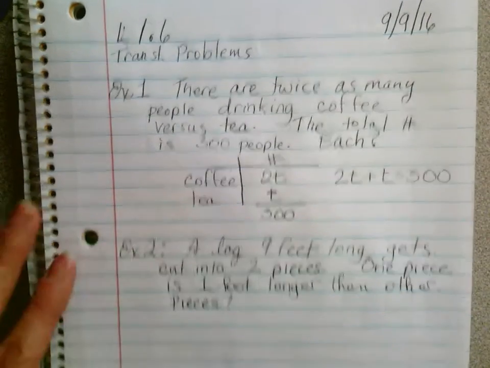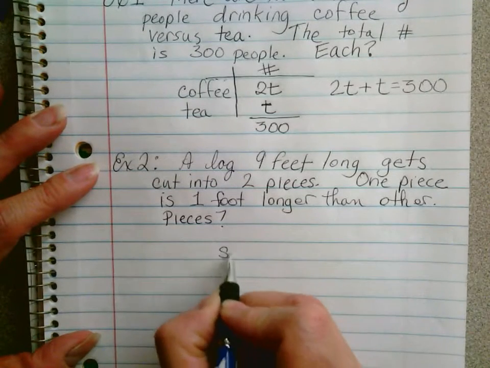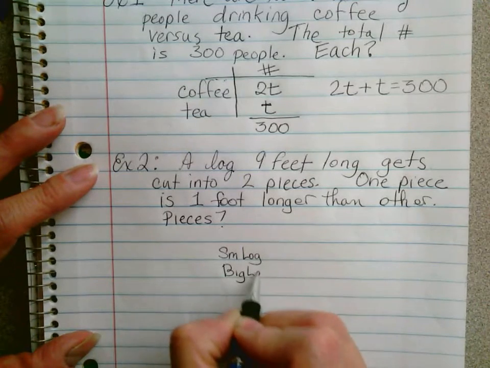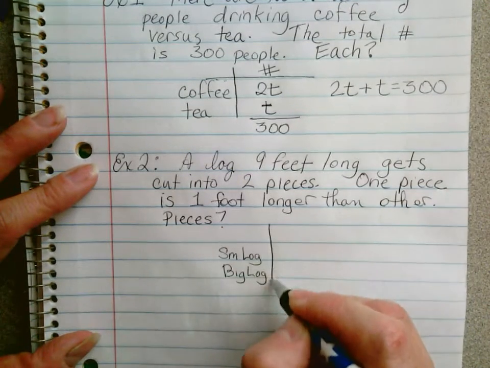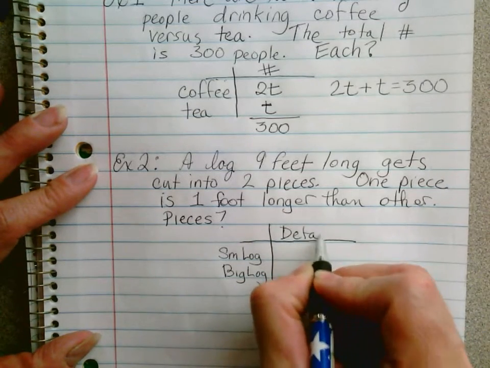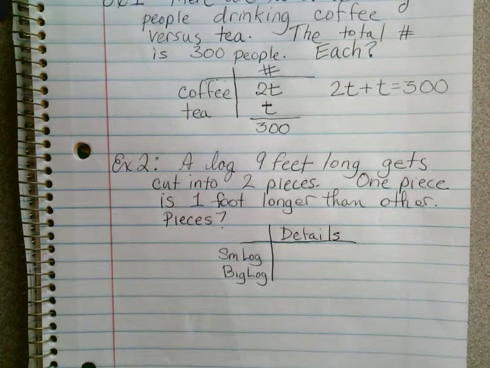So I don't have coffee and tea. I have logs. How about small log, big log? Small log, and big log. And instead of writing how many, I'm going to give some details, right? And the details are size. Size meaning bigger or smaller.